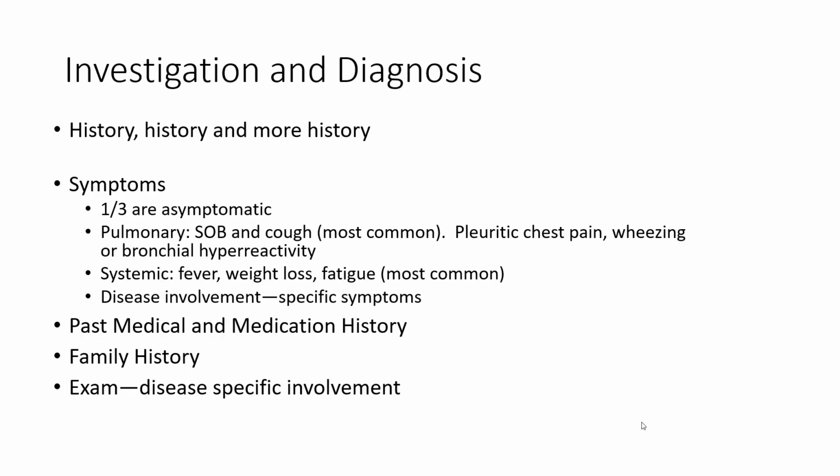When patients present with sarcoidosis, about a third are going to be asymptomatic. Well, how does that happen? Well, they may come in with a cough and cold, concern for pneumonia. We get a chest x-ray and then discover that they have bilateral hilar adenopathy. They may more commonly come in with a cough of unknown cause, a non-productive cough, shortness of breath, pleuritic chest pain, which is worse when you take in a deep breath, wheezing or bronchial hyperactivity.